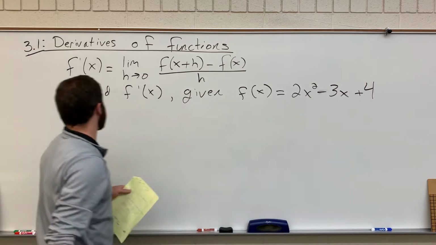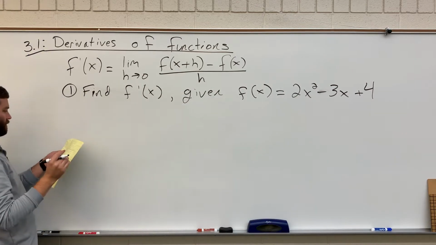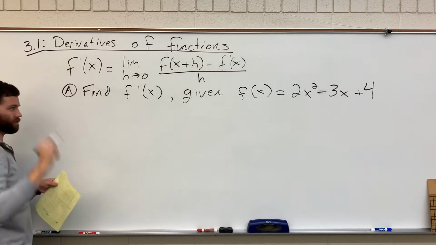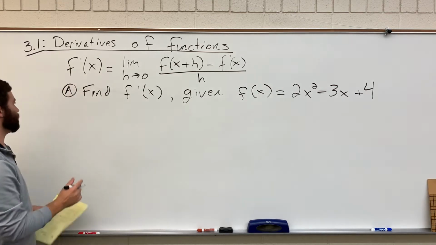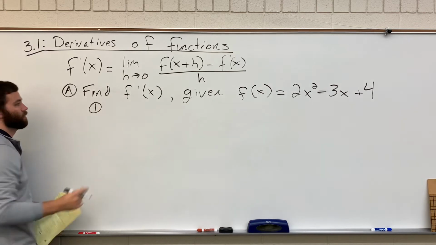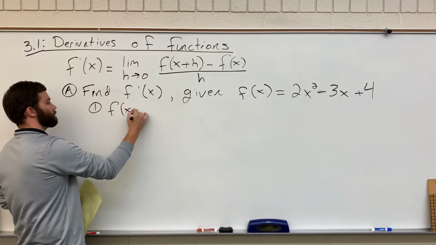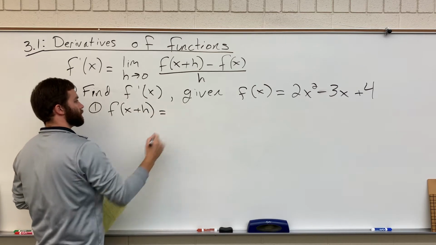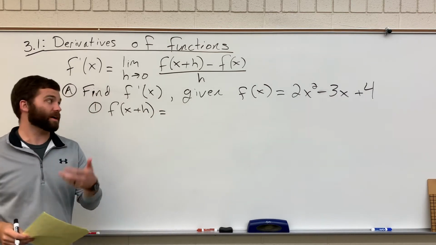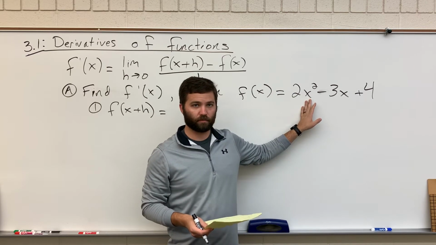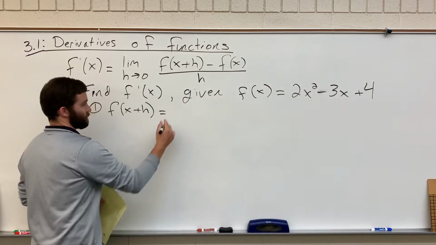All right, so in fact, I should probably call this example A instead, sorry, because I'm about to do the 4-step process. Step 1 in the 4-step process is find f of x plus h. So let's do that. What this means is that everywhere I see an x in f, I'm going to put x plus h. So it will look like this.